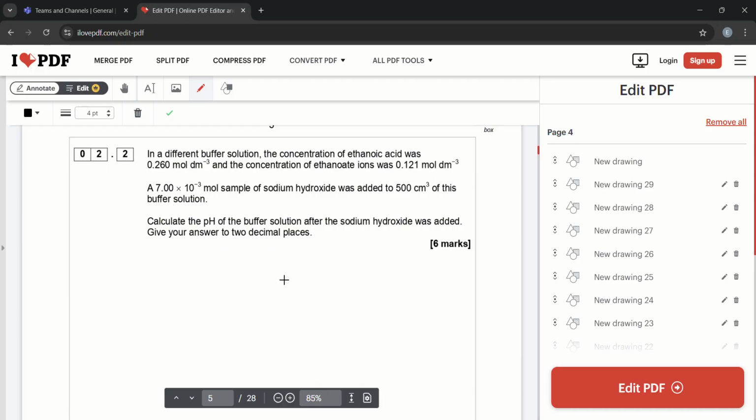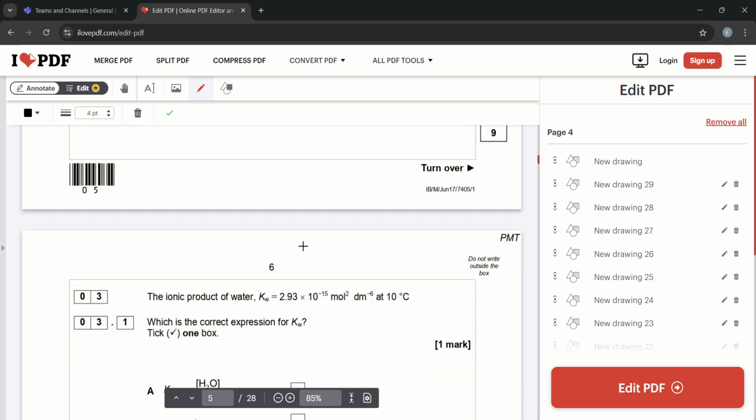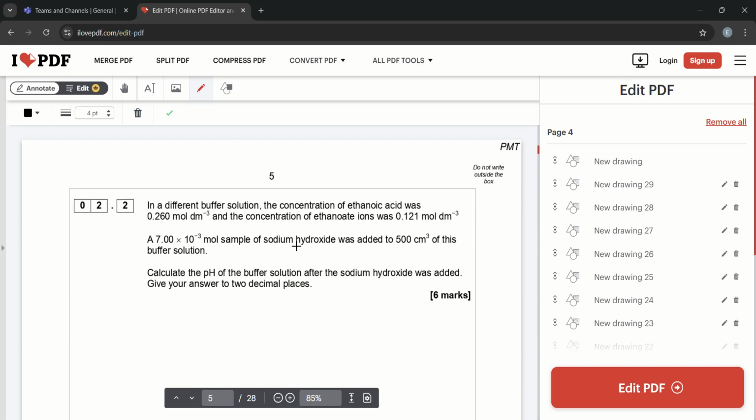2.2. In a different buffer solution, the concentration of ethanoic acid was that, and the concentration of ethanoate ions was that. A sample of sodium hydroxide, 7.0 times 10 to the power minus 3 mole, was added to 500 centimetres cubed of the buffer solution. Calculate the pH of the buffer solution after sodium hydroxide was added. Give your answer to 2 decimal places, and it is 6 marks. So it's going to require multiple steps, that's for sure.